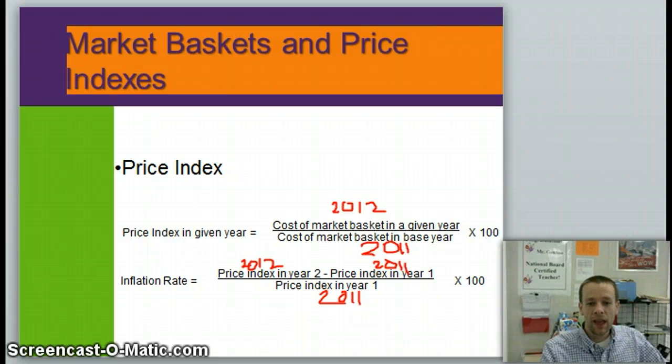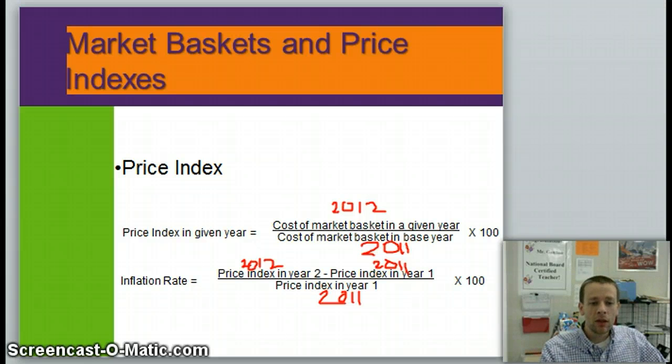All right? Then we can use that to calculate the inflation rate. Okay? And the inflation rate is the price index from year 2, 2012, minus the price index of year 1, 2011, divided by the price index in 2011. It's going to give us a decimal. We'll multiply it by 100 to get a percentage, and that's going to tell us how much prices rose in a given year.